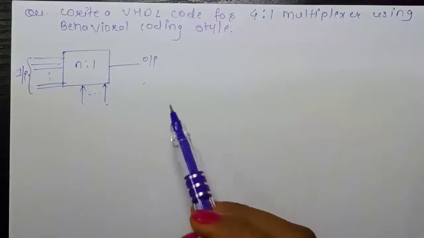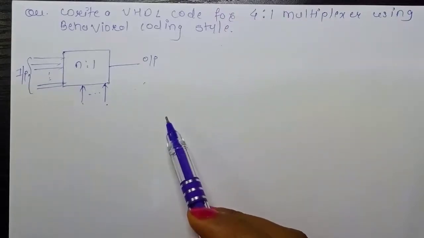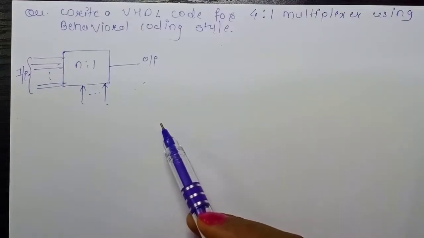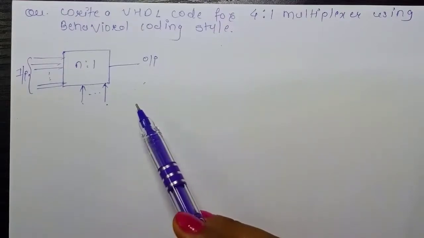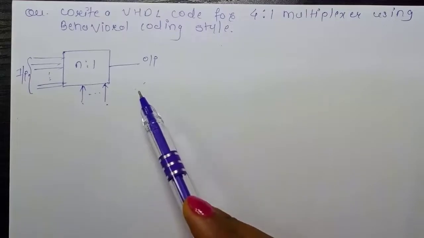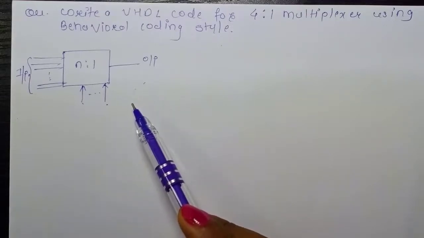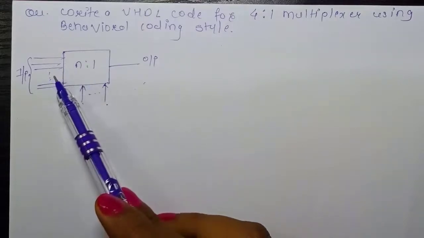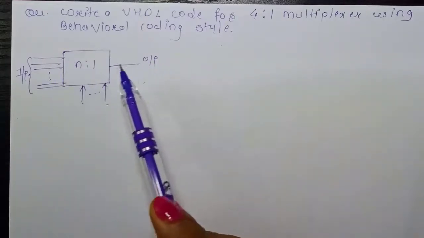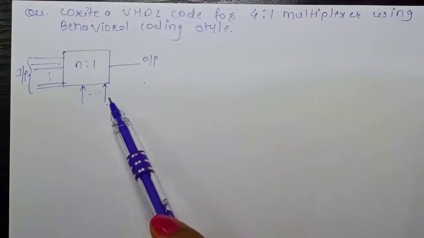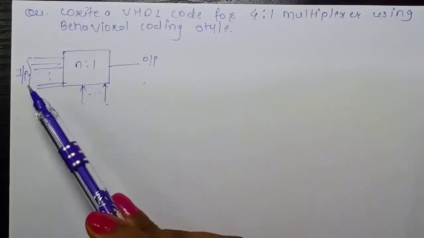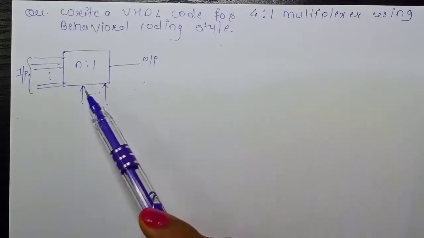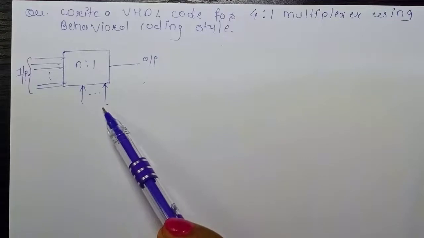In today's lecture, we will see how to write a VHDL code for multiplexer by using behavioral coding style. So first of all, what is multiplexer? The definition of multiplexer is that multiplexer is a combinational circuit with more than one input line and one output line and more than one select line. Based on this input, we select one of the output and this selection is based on the selection lines.